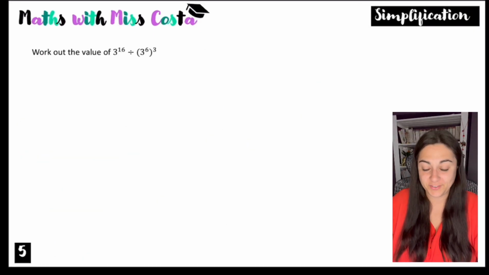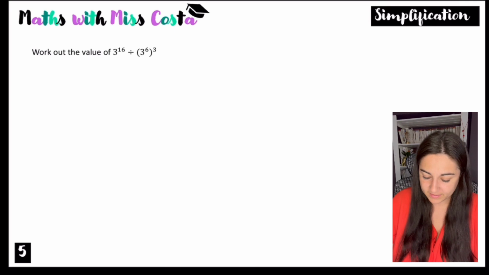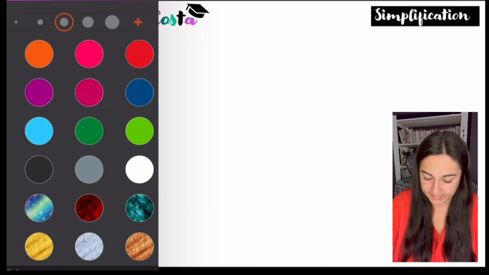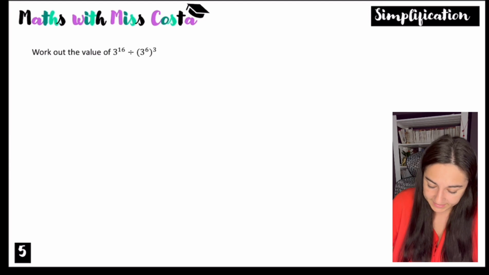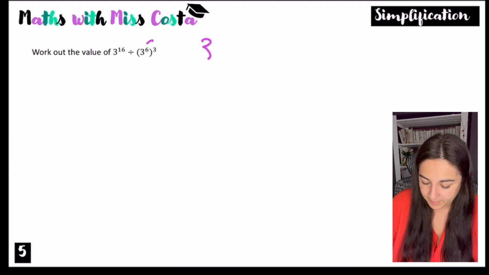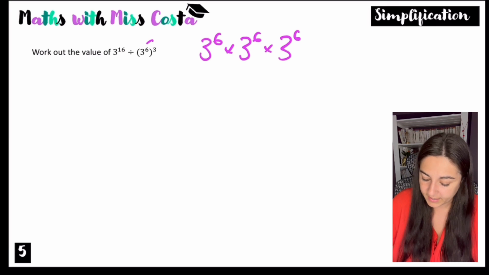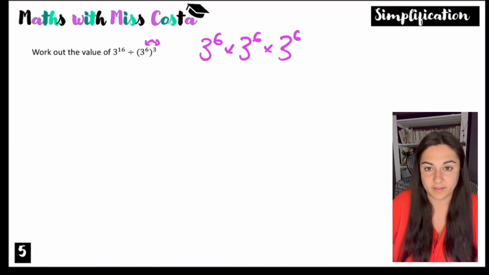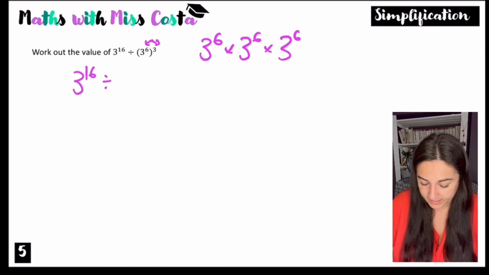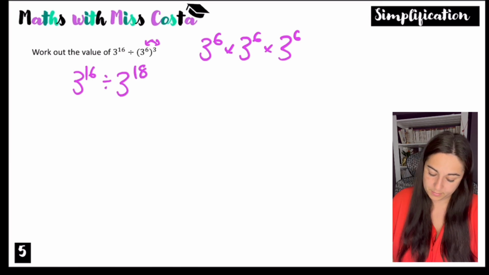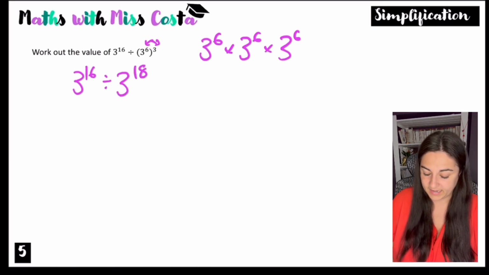Okay, so simplification of indices. So I'm being asked to work out the value of 3 to the power of 16 divided by 3 to the power of 6, all to the power of 3. Now, when things are in brackets, remember, what does that mean? It means 3 to the power of 6 multiplied by itself 3 times. So the quick way is to multiply the indices, or ensure that you have the understanding. 3 to the power of 6 cubed would be 3 to the power of 18. So I'm left with 3 to the power of 16 divided by 3 to the power of 18.